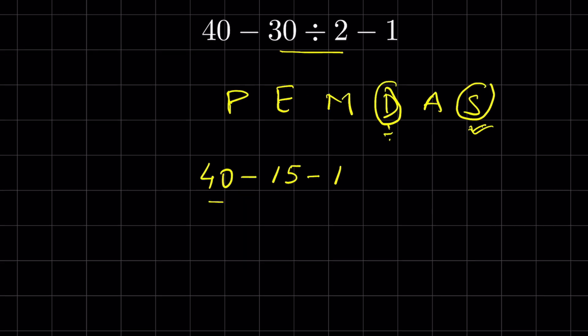We can start from left to right, or we can add these two negatives. Minus 15 minus 1 will be minus 16. Then you can subtract 16 from 40, or we can start from left to right: 40 minus 15 is 25, then 25 minus 1 is 24. So the answer is 24 and not 10.